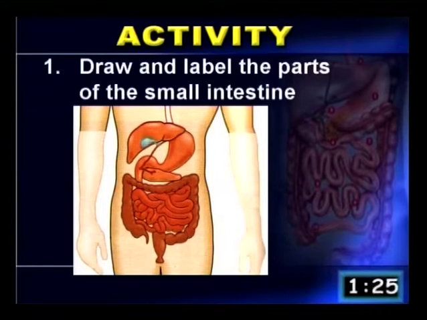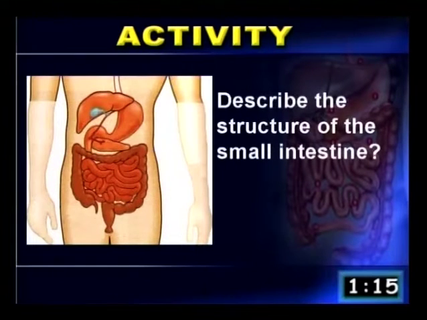All right, it shouldn't take you long to do that labeling. Let's go on to the next activity. You have a question below your picture that says, describe the structure of the small intestine. I'd like you to discuss in your groups again, and come up with your agreed answer, and write it down in the space provided. Describe the structure of the small intestine.